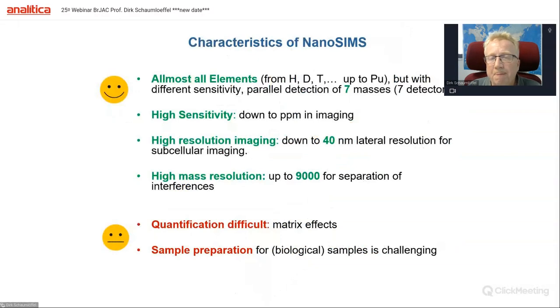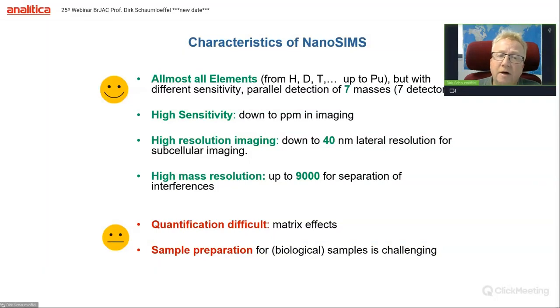So let me, at the end of this first part of my talk, summarize the characteristics of NanoSIMS. You can analyze or detect almost all elements from hydrogen, also hydrogen isotopes like deuterium, tritium, up to plutonium, but with different sensitivity. Parallel detection of 7 masses, 7 detectors, is possible. High sensitivity means in imaging ppm, not ppb here, but ppm in imaging.